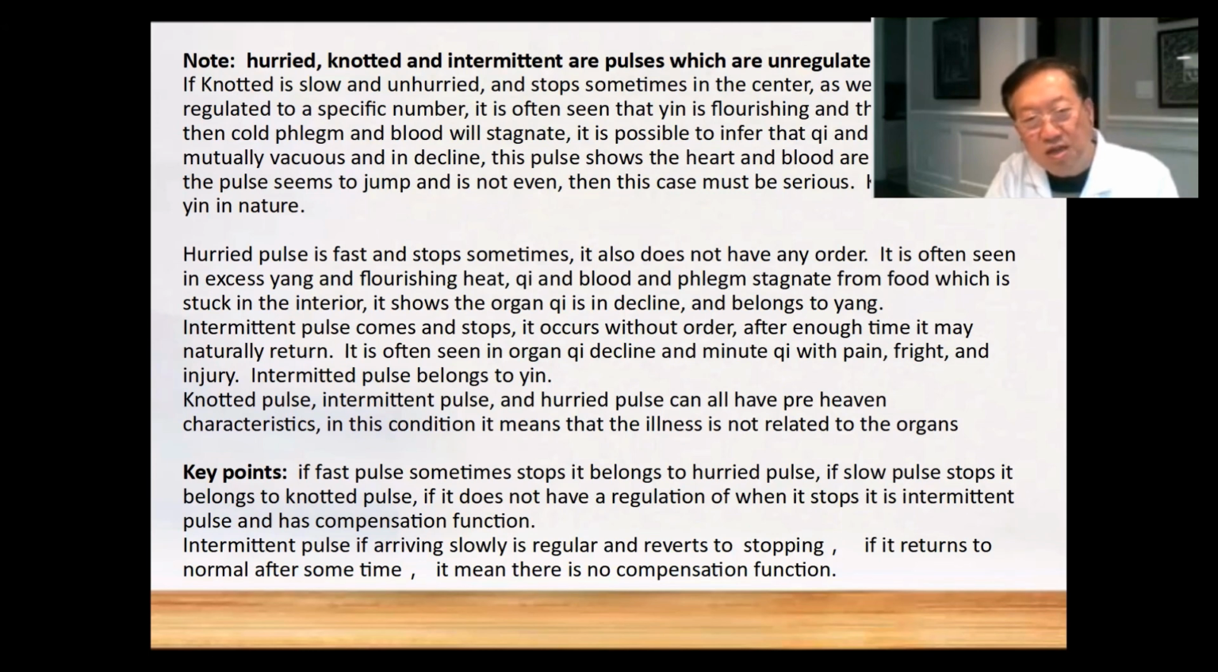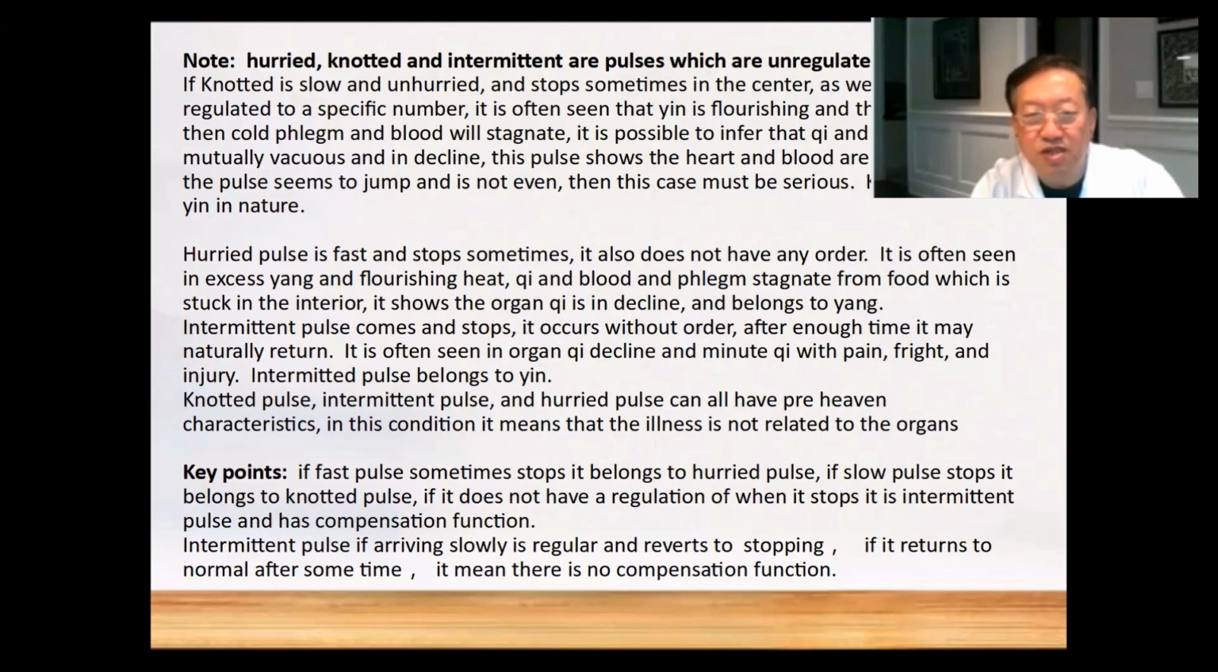Intermittent pulse comes and stops. It occurs without order. After enough time, it may naturally return. It is often seen with organ qi decline and minute qi with pain, fright and injury. Intermittent pulse belongs to yin. Knotted pulse, intermittent pulse, and hurried pulse can all have pre-heaven characteristics. In this condition, it means that the illness is not related to the organ.